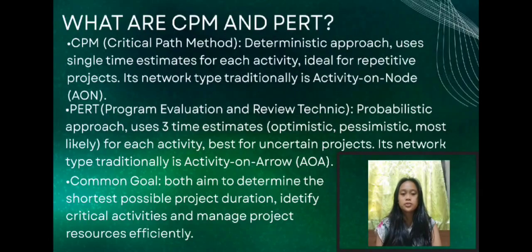Despite their differences, both CPM and PERT share a common goal. This goal is to determine the shortest possible project duration. They identify critical activities and help manage project resources efficiently.